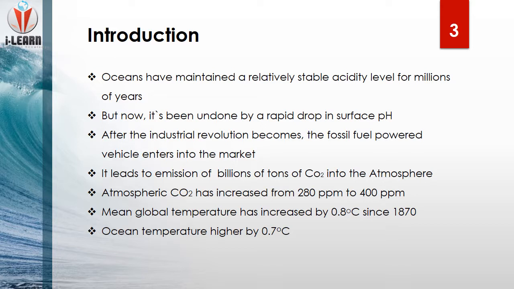First of all, before diving into this lecture, I wish to introduce the history of ocean acidification, which helps us to know more about the original source or cause of this problem. The ocean is one of the key elements which plays a main role in stabilizing the acidity level of the earth for millions of years. But this ancient stability of acidity level was undone by a rapid drop in surface pH.